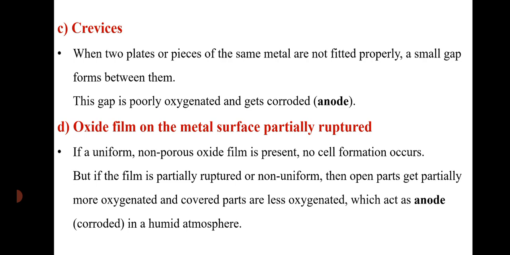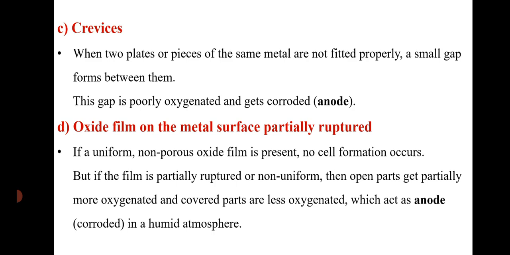In these devices, the narrow gaps are poorly oxygenated and become anodic, leading to localized corrosion. And finally, the oxide film is partially ruptured. If the metal has a uniform non-porous film, no corrosion occurs. But if the oxide film is partially ruptured or non-uniform, its covered part becomes poorly oxygenated and acts as the anode, leading to corrosion in the humid atmosphere.